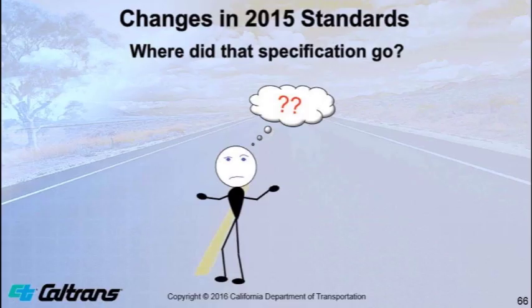The third and final presentation today will cover changes in the 2015 standards with emphasis on where did that specification go. You're going to see that there have been some reorganization and additions to the 2015 standard specifications. Any changes to the technical content of the specifications made in the 2015 standard specifications were also made in the 2010 standard specifications when the 2015 standard specifications were electronically published on October 30th, 2015.